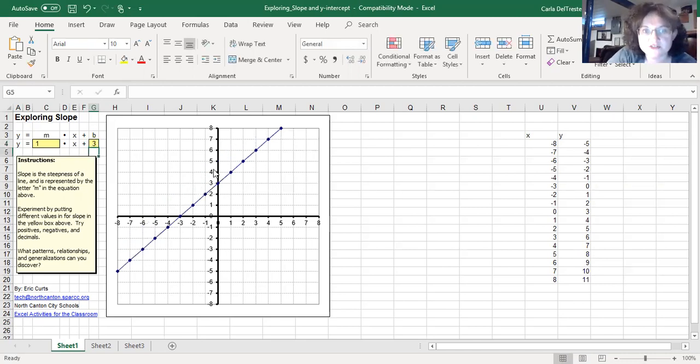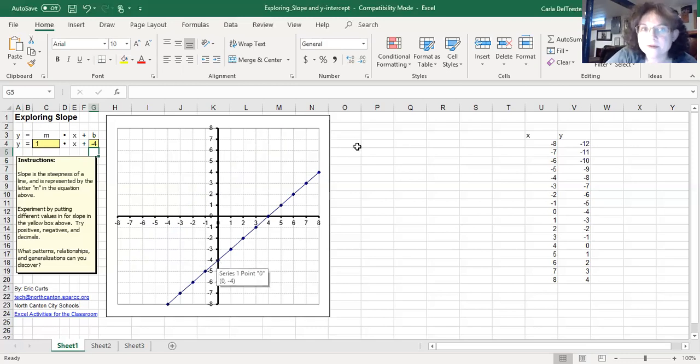It shifted down so that my y-intercept is 3. Slope stayed exactly the same. Slope is 1 because I didn't change this value. So that tells me that this must be connected to my y-intercept. Let's try it one more time. Let's change this to -4. Slope stayed the same, but my y-intercept came down to -4.